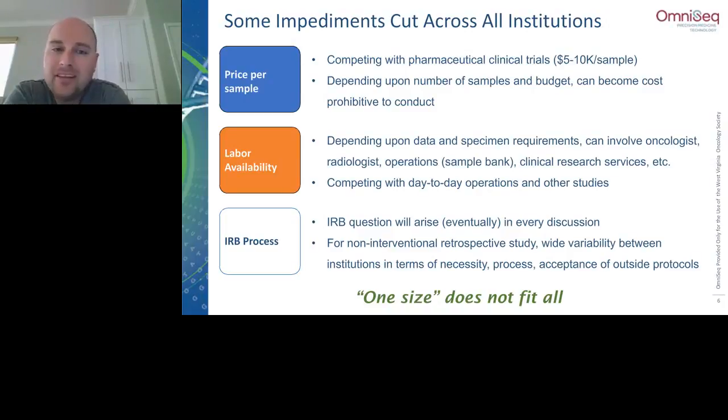And then finally, you're competing with the day-to-day operations of the institution themselves and perhaps competing studies. Those competing studies can be investigator-initiated studies within the institution itself. They can be pharmaceutical clinical trials. It really varies. And then, everybody's busy on a day-to-day basis. So this tends to be, to a certain extent, incremental work for these institutions. So labor is really a key challenge.